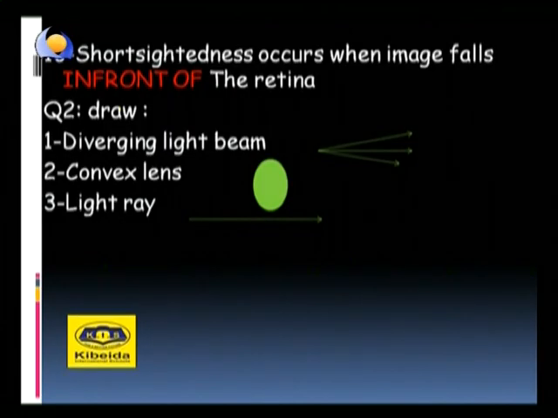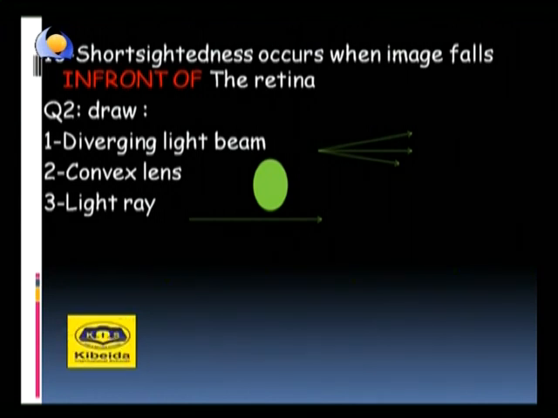And the second one, what we call long-sightedness, is when the image falls behind the retina, and we have to wear a convex lens to gather the light onto the retina. This is about the two types of visual defects.